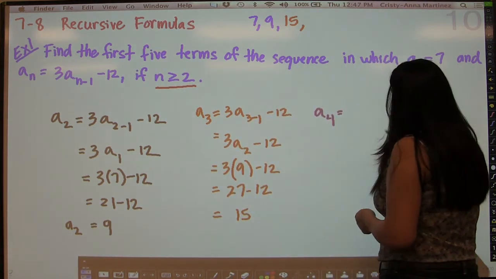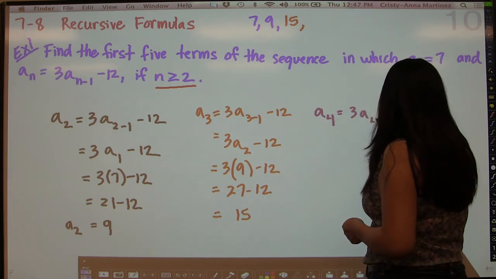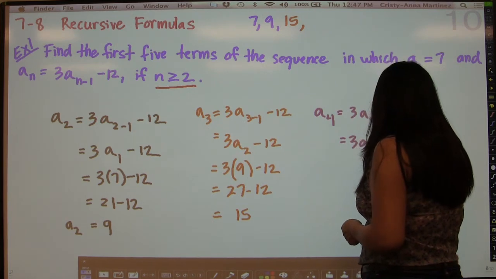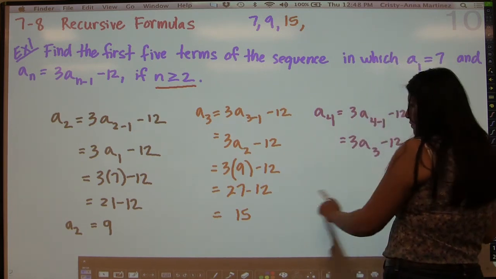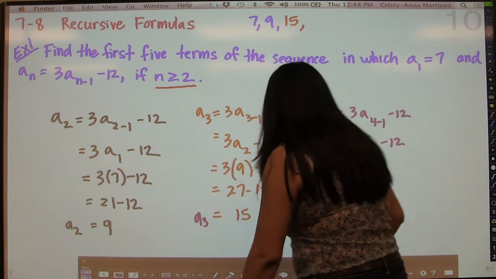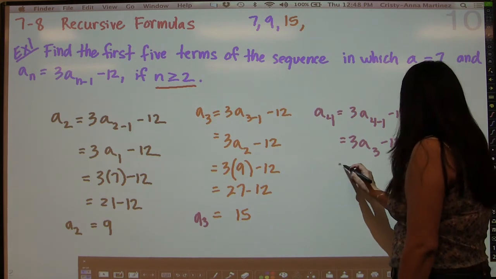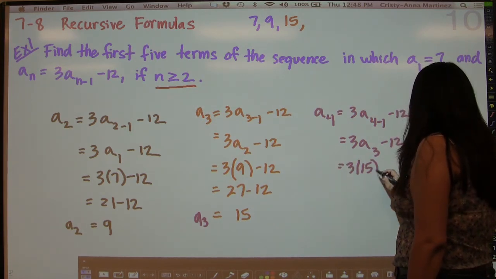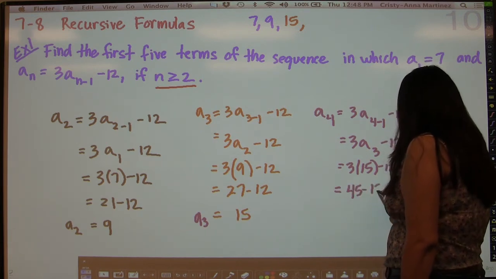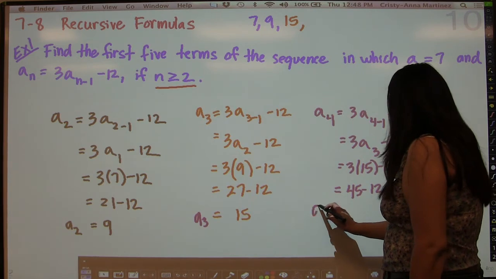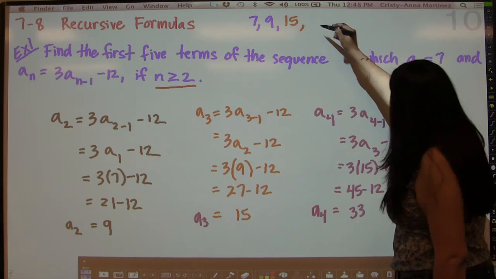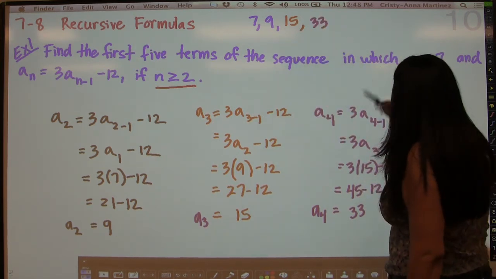And of course, a sub 4 is going to be 3 times a sub 4 minus 1 minus 12, which is going to be 3 times a sub 3 minus 12. And a sub 3 we found from here. Didn't write it down there, but a sub 3 is 15. So 3 times 15 minus 12. 3 times 15 is 45. And 45 minus 12 is 33. So now we're going to add 33. And so far we have the first 4 terms.